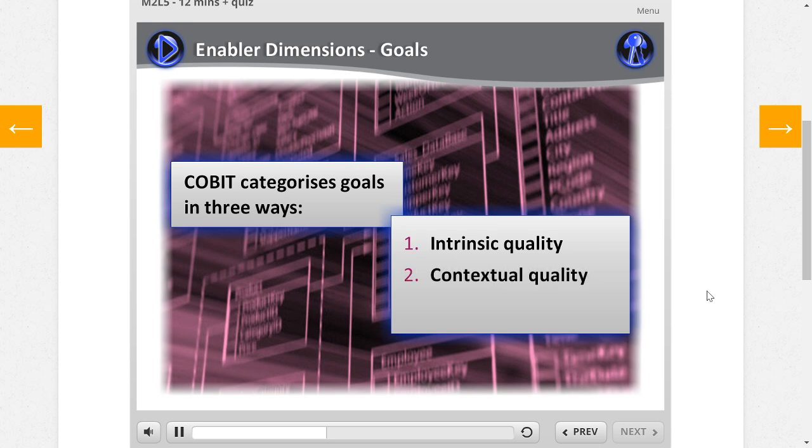Contextual quality. This is about whether the enabler is fit for purpose. Does it deliver what the enterprise needs, or is there a mismatch? For example, is a process delivering the right outcomes? A process might deliver what it has been designed to deliver, intrinsic quality, but it might not be delivering what is needed, contextual quality. The third category of goal is access and security. Are enablers and their outcomes available for use when needed? Are they secure?